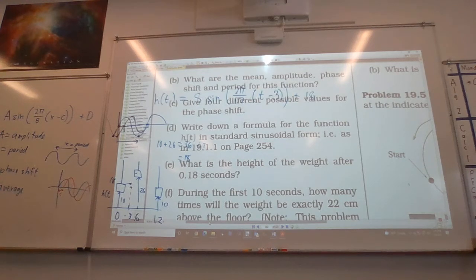Oh my God, I don't know. So we know every 1.2 seconds, it goes a full cycle.